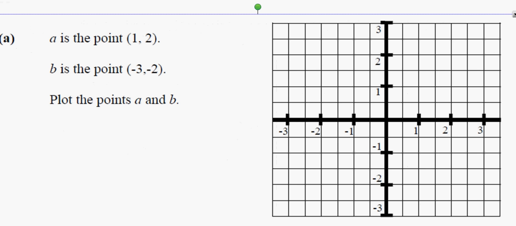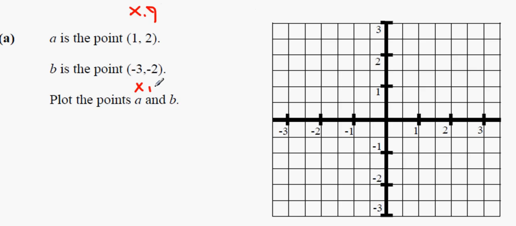Okay. Next question. We have to locate A and B. Now remember, once again, it's X and Y. What is the X value? What is the Y value? The X value is 1. The Y value is 2. This is the point A. For this one here, the X value is minus 3. The Y value is minus 2. This is the point B.